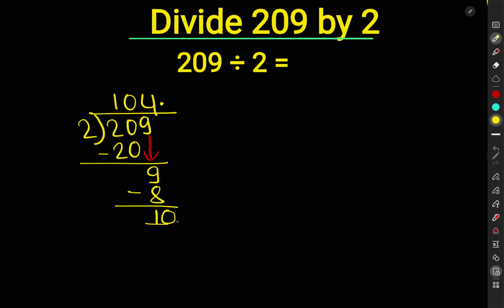Now it became 10. So 2 times 5 means 10. On subtracting it becomes 0. So 209 divided by 2 is 104 decimal 5.